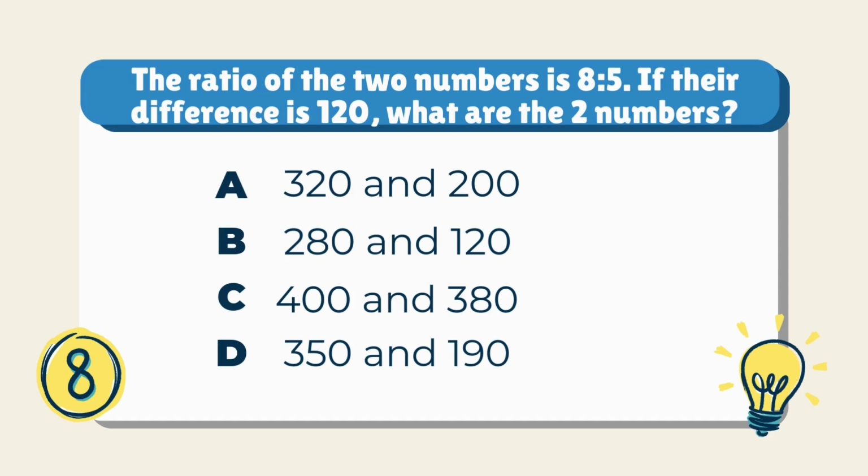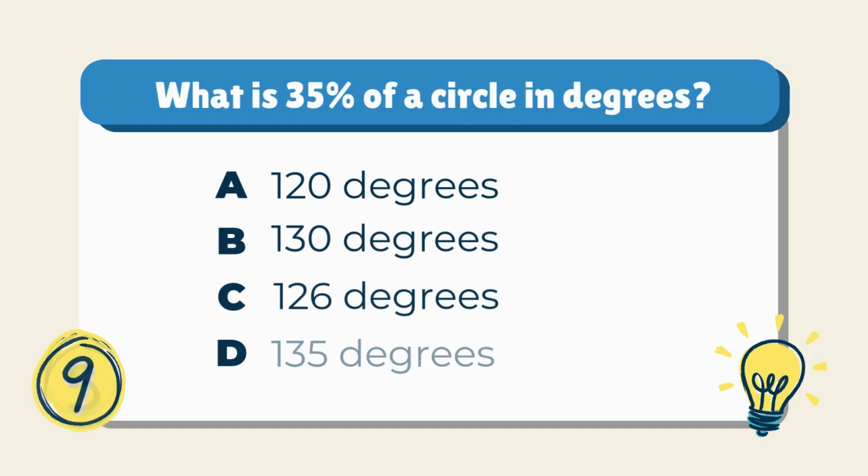Time's up. The correct answer is letter A, 320 and 200. Question number 9. What is 35% of a circle in degrees? A, 120 degrees, B, 130 degrees, C, 126 degrees, or D, 135 degrees. Your timer starts now.